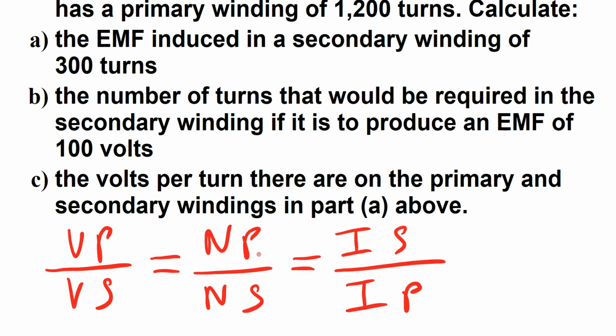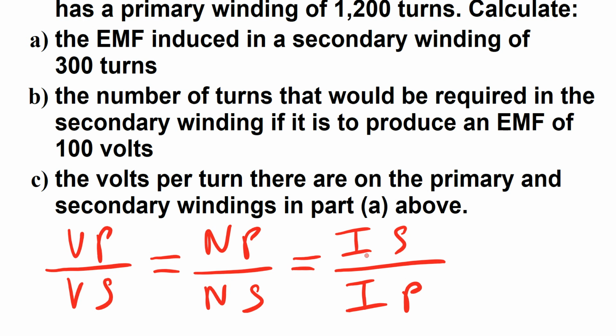If it just gives you a voltage and number of turns, we'll just use this first part, Vp over Vs equals Np over Ns. If it gives you a number of turns and current, we'll use the second part. So it depends on the question what we use. You probably won't use the full calculation at once, but depending on the question, you choose what to use.